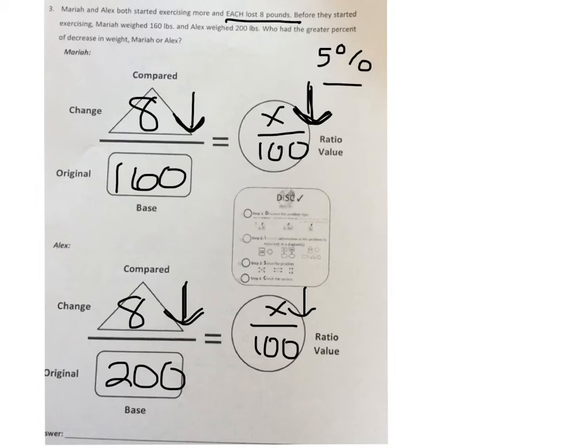You can also, this is a good one to do some mental math with too if you want to. So if you don't have a calculator, you could just go, oh, the bottom's getting half as big, so you're just dividing by 2. So the top I would just divide by 2. And basically he lost 4% because it's 4 over 100, which is what 4% is. So who had the greater percent decrease in weight? Mariah did.